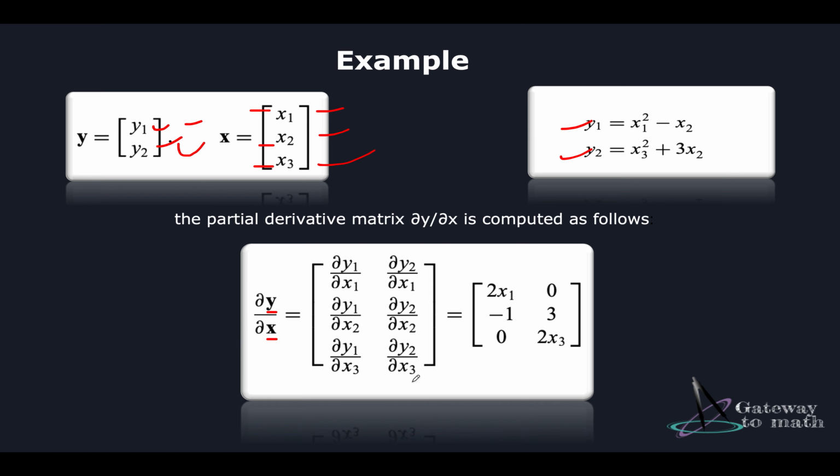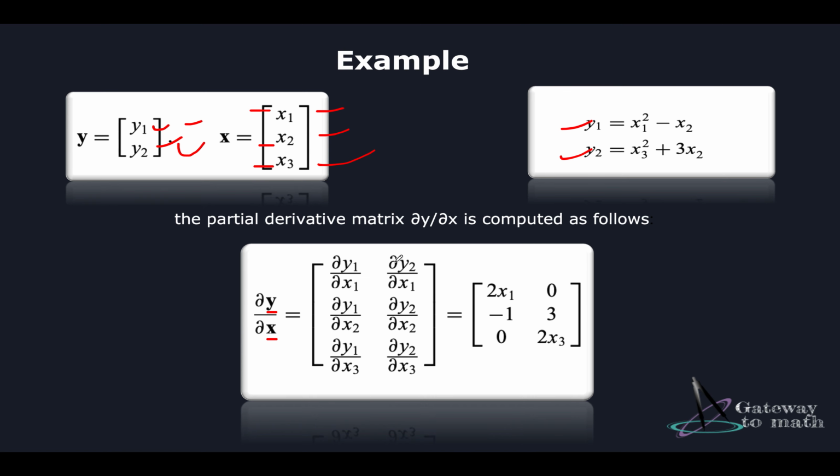Let us now differentiate del y1 with respect to del x1. So the value of y1 here that we have is square of x1 minus x2. So when we find the partial derivative of y1 with respect to x1, we'll have 2 times x1, and when we try to find the partial derivative of x2 with respect to x1, it will be a 0. So this gives us 2x1.